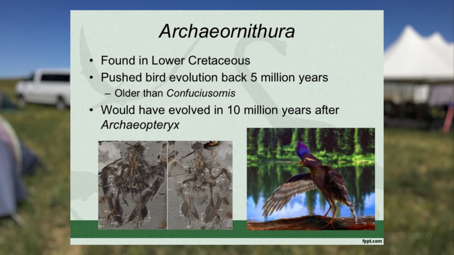All right, this is where it gets cool. This happened in 2015, a year before I came on the dig. This Archaeornithura was found in the lower Cretaceous. That's kind of weird. This animal is a bird. All right, this is a bird. This is a true bird. This pushed bird evolution back 5 million years. So this bird is older than Confuciusornis. Boom, that's weird, right? Push it back 5 million years.